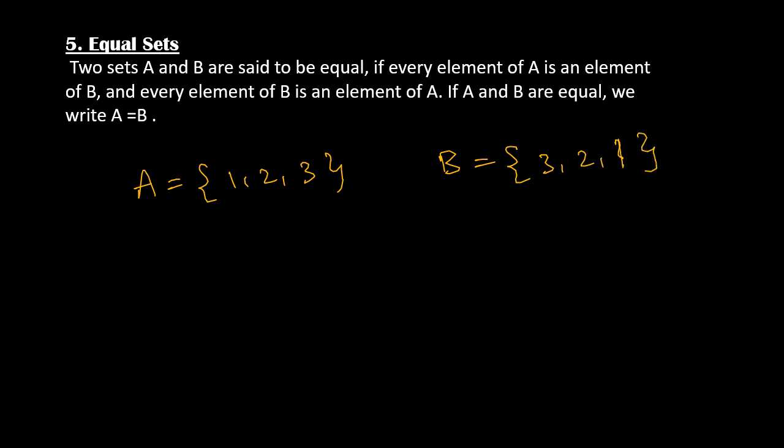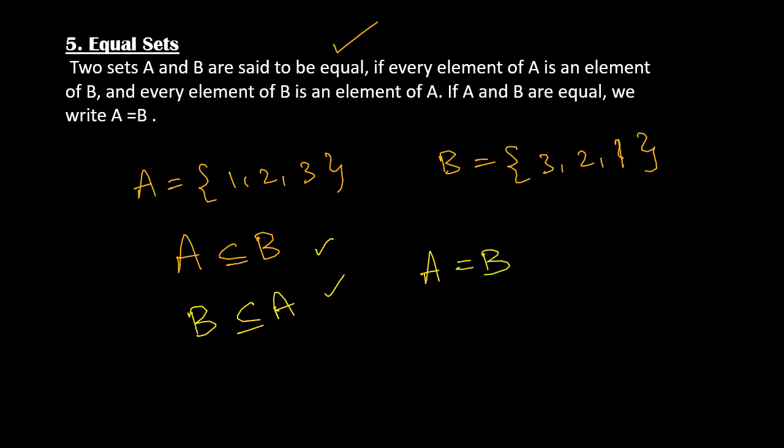Two sets A and B are said to be equal if every element of set A is an element of set B. That means A is contained in B, because each and every element in A is contained in B. Agree? And also B is contained in A, because each and every element in B is also contained in A. If these two cases apply, then I can say that these two sets are equal. I'll represent it as A equals B. You can take it as a formula, take it for granted.